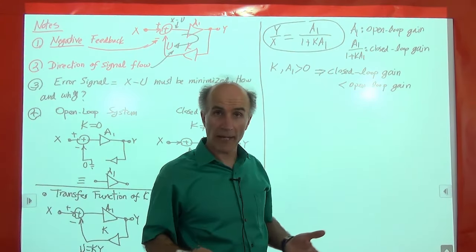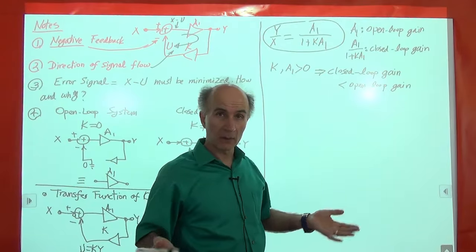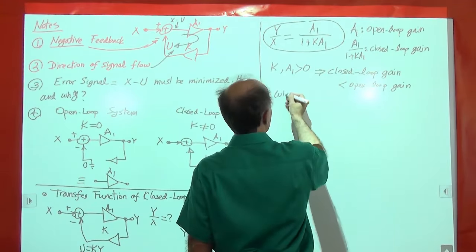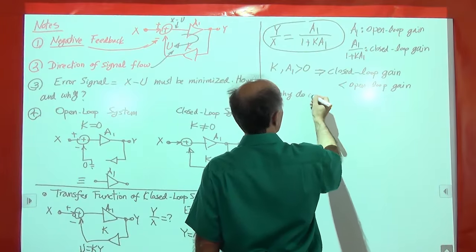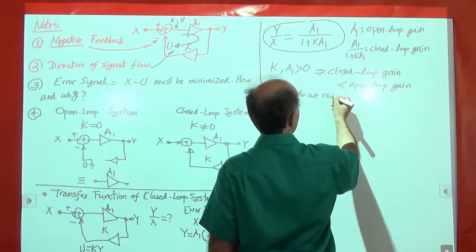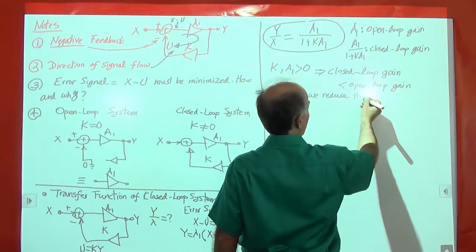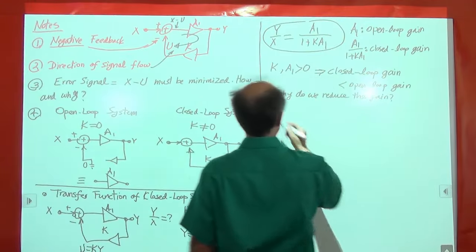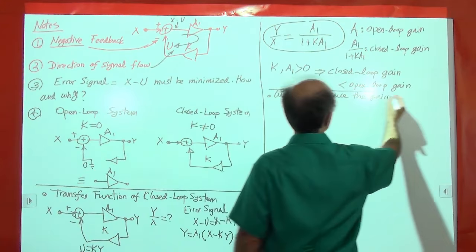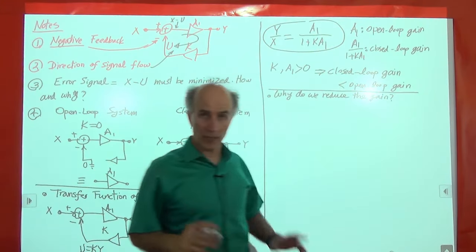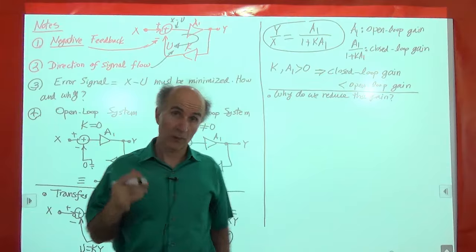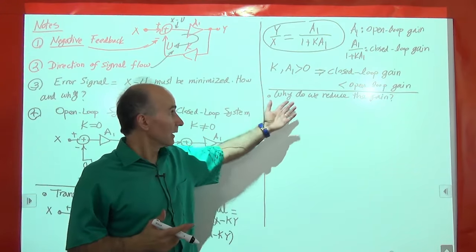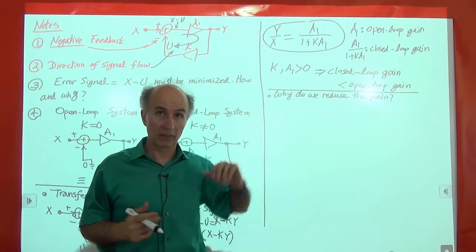So naturally you ask why? Why do we do this? Why are we deliberately reducing the gain? That's the question that we'll have to answer later. We don't have an answer yet, but once we look at the benefits of negative feedback, we will see that the reduction of the gain is very well justified.